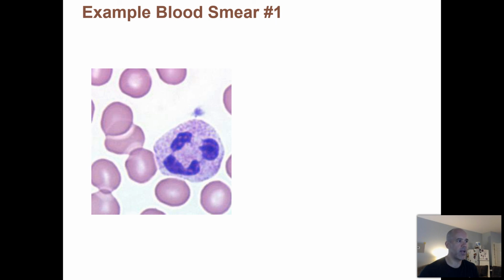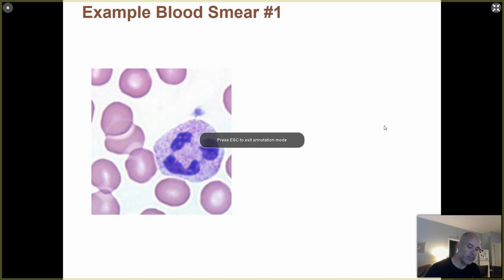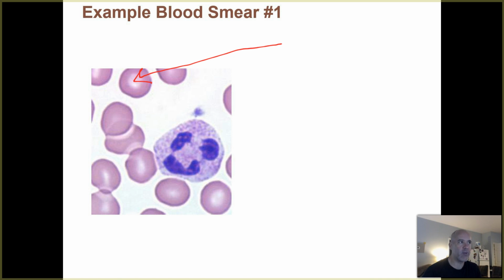All right, so let's take a look at example blood smear number one here. Let's see if you can figure this out. Try to figure it out without me telling you what it is. First of all, if you were looking at this blood smear, and suppose I had an arrow pointing to that cell, how would you identify that particular cell? All right, that's pretty straightforward. You don't see a nucleus. It's pretty small. You just kind of see a pink sphere there. That's going to be an RBC.